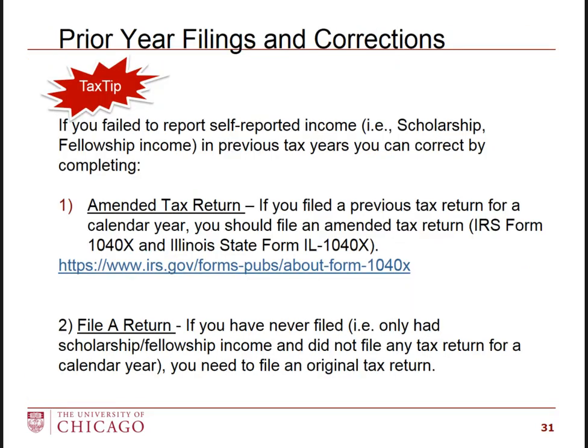If you failed to report income in previous tax years, you can correct it by completing an amended tax return. Only use an amended tax return if you filed a previous tax return for the calendar year. The amended tax return forms are the 1040X and the Illinois Form 1040X. If you have not filed for a previous year, you may use the original tax return for that tax year.